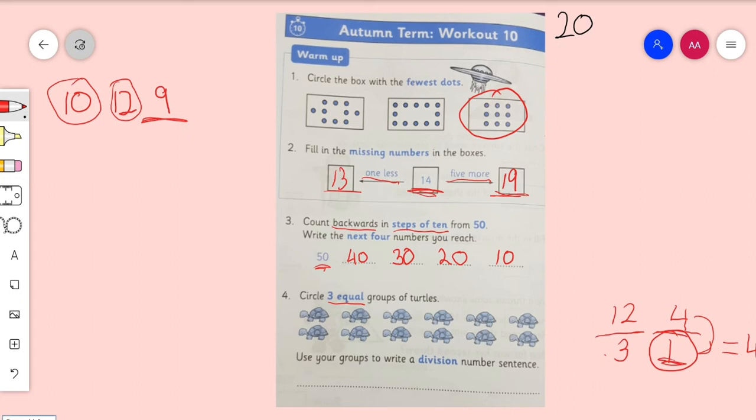Now we need to write our sentence, or the calculation we did. Our sentence was 12 divided by 3 equals, and we got the answer 4. We can write 4 here.